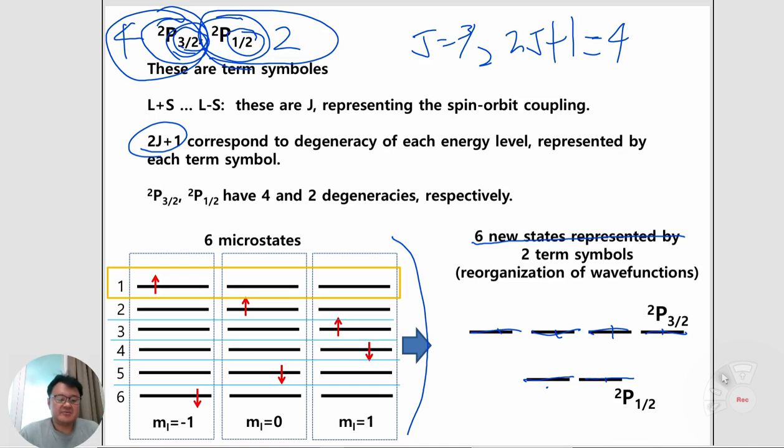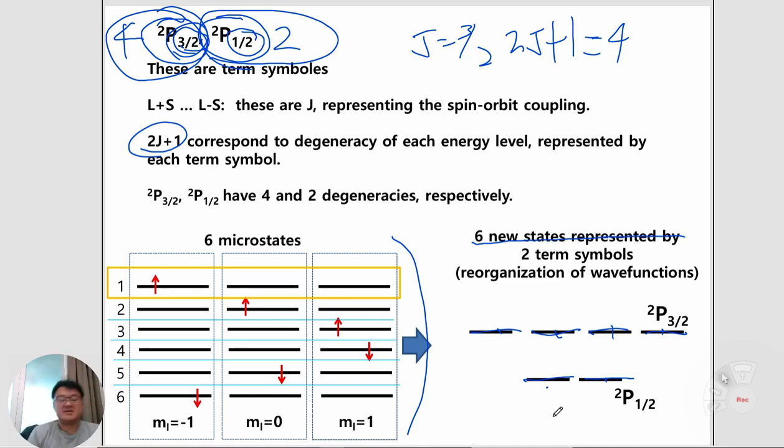Basically, it is very similar to the situation when you make molecular orbitals from atomic orbitals. You start with 2 atomic orbitals, you combine them together, you come up to 2 molecular orbitals, bonding orbital and anti-bonding orbital. So when you start with a certain number of base set, each one representing each state or each wave function, you reorganize them and you come up to the same number of states, but organized differently. And the system does it to minimize energy.